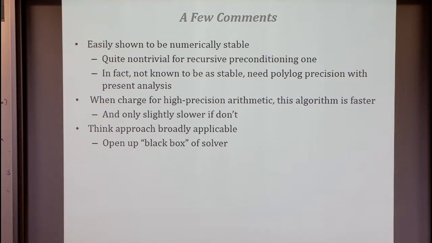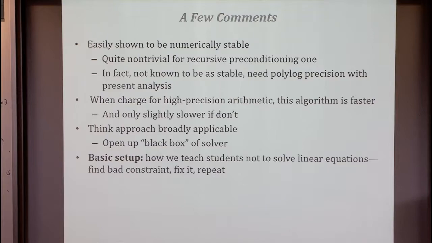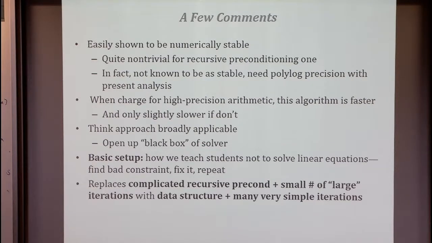Here, we're actually going to not do that. What we're going to do is shoot for a linear-ish number of logarithmic time iterations. And that's going to make our life very much easier. The basic setup is how I think we teach people not to solve linear equations. You want to solve Ax equals b. You find a constraint, one of the rows dotted with x equals b_i, that's violated. You find it, you fix it, and you repeat. And that's essentially the whole algorithm. It's going to replace all this.